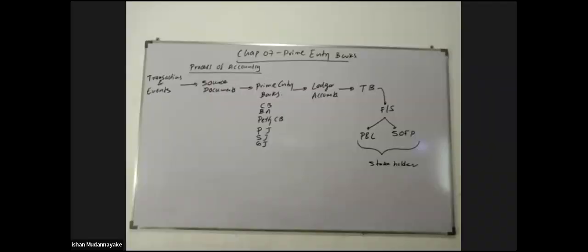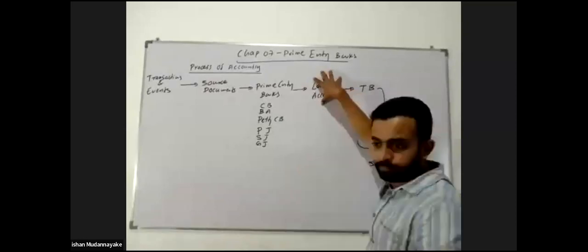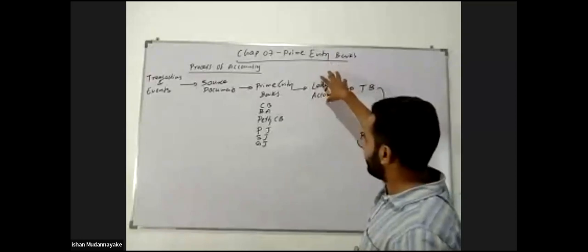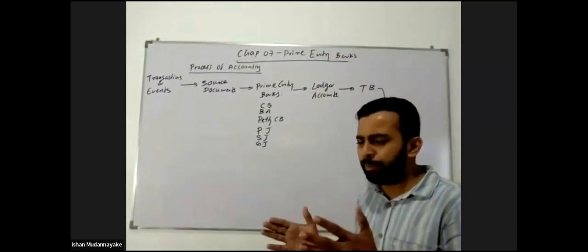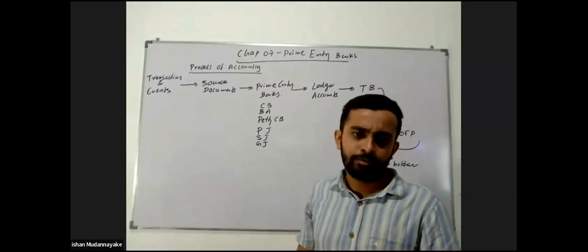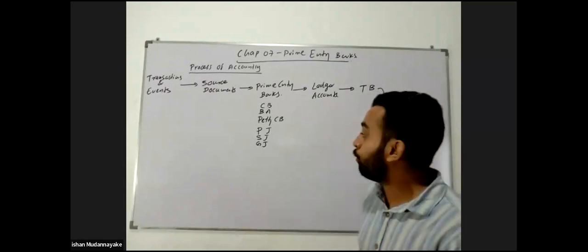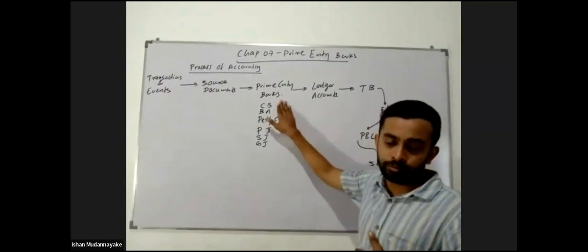Now, once a transaction occurred in a business, we can record it in the ledger accounts at first. Once a transaction happened, we can record all the transactions at first in the ledger account. Then there may be different issues, there may be different errors. Therefore, at first we need to record those transactions in a primary book.